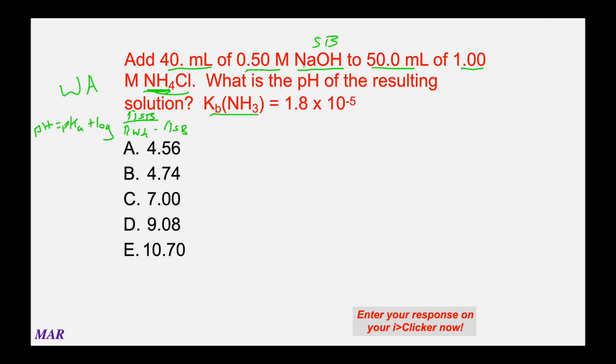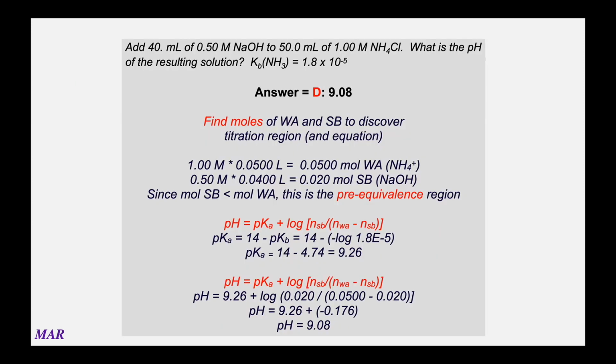So let's look at the math. First thing I did was I solved for weak acid plus strong base. I made sure that was the kind. I'm thinking of it as a titration, even though it's not literally a titration. And next thing is to find out the region you're in. That's when you take the molarity times the volume, moles per liter times liters. So you get 0.05004 for weak acid, and you get 0.020 for the strong base. And again, moles of weak acid are greater than moles of strong base, so it's definitely pre-equivalence.